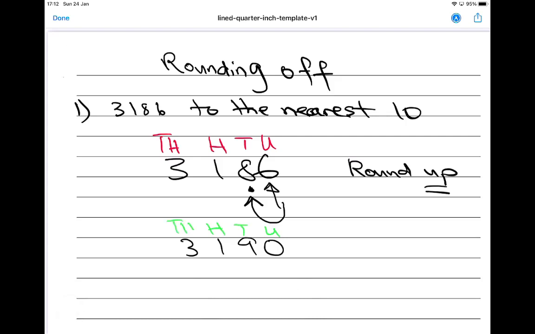Please take note that in our final answer, we still need to have our units, our tens, our hundreds, and our thousands. So a number that goes up to the thousands should be rounded off to the nearest 10, but it should still go up to the thousands. So don't leave nothing at the unit digit. The answer cannot be 319. Right, I hope that is clear. Let's look at another example.